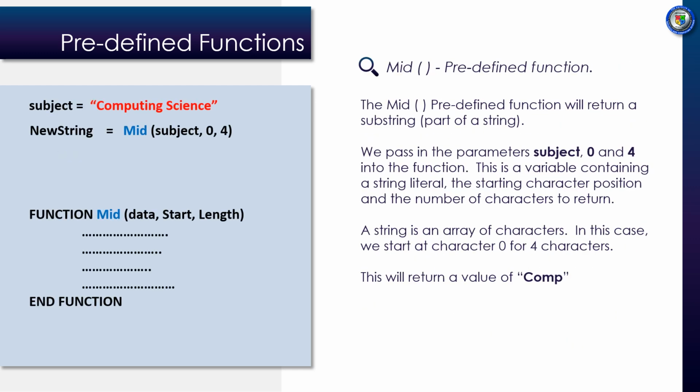The mid predefined function allows us to create a substring or part of a string. In this case, we are going to send in a piece of text and we want to take the first 4 characters of that piece of text. We've assigned the string computing science to a variable called subject. We're going to pass subject, 0 and 4 into the function as actual parameters.